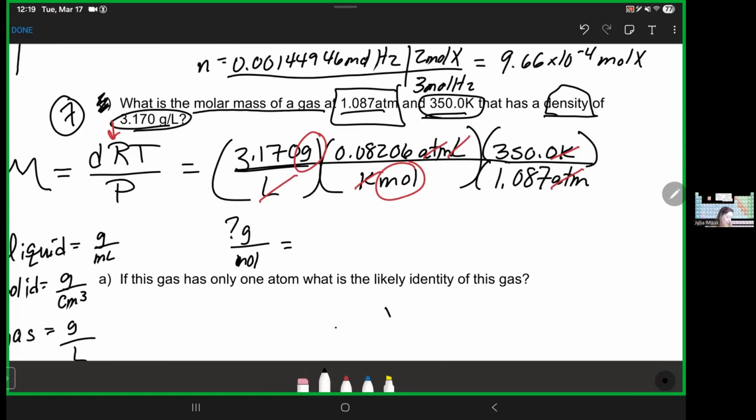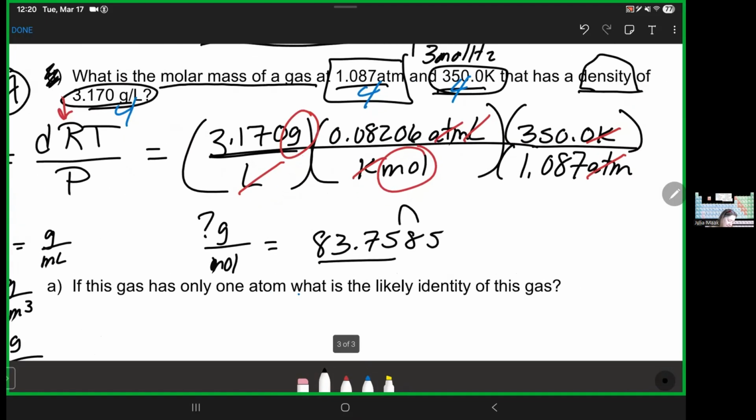We get our grams per mole. I get 83.75 grams per mole. And if we look here, I've got 4 sig figs, 4 sig figs, and 4. So I'm going to go with 4 sig figs. So 83.75. I think what I actually got, hold on, was 83.7585. So I did not round that correctly. 83.7585, I want 4 sig figs. The 8 is going to round that up. So it's 83.76 grams per mole.